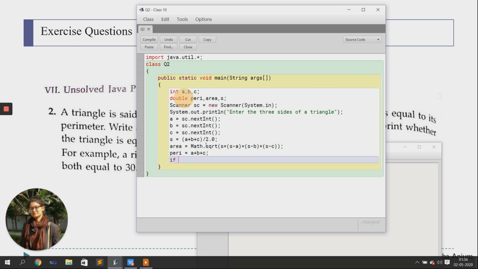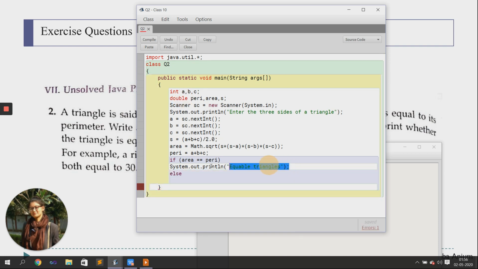Now compare both the values. If area equals perimeter, System.out.println, if both the values are equal, then our triangle is an equable triangle. And else, let us copy that thing out. So this is the code basically.